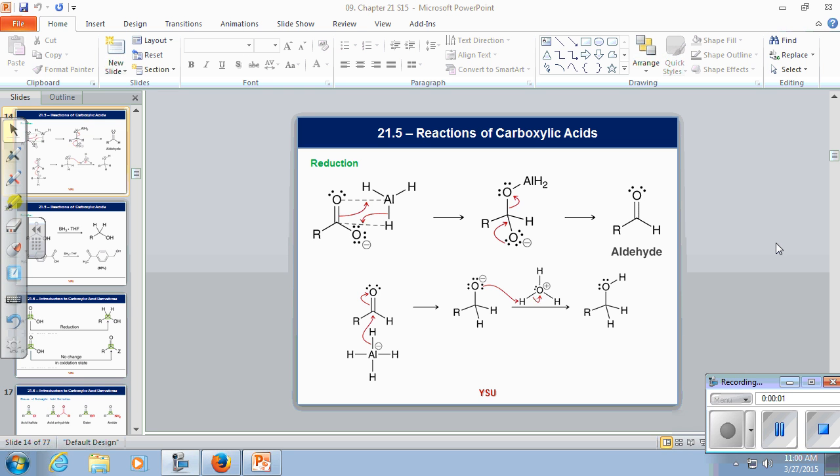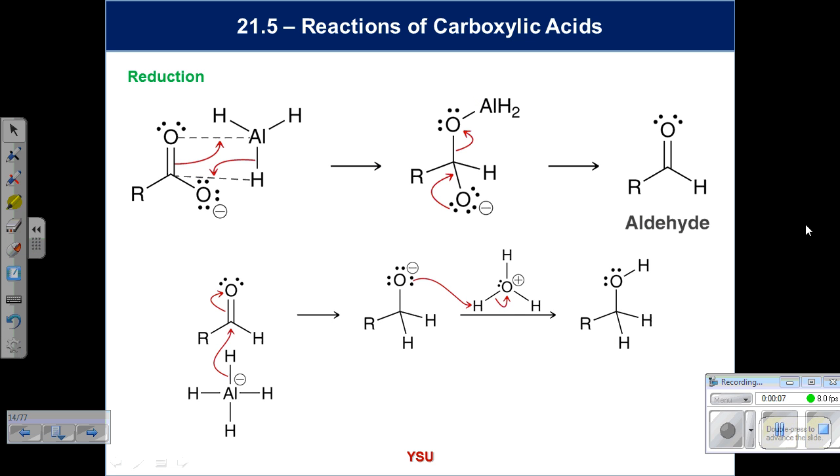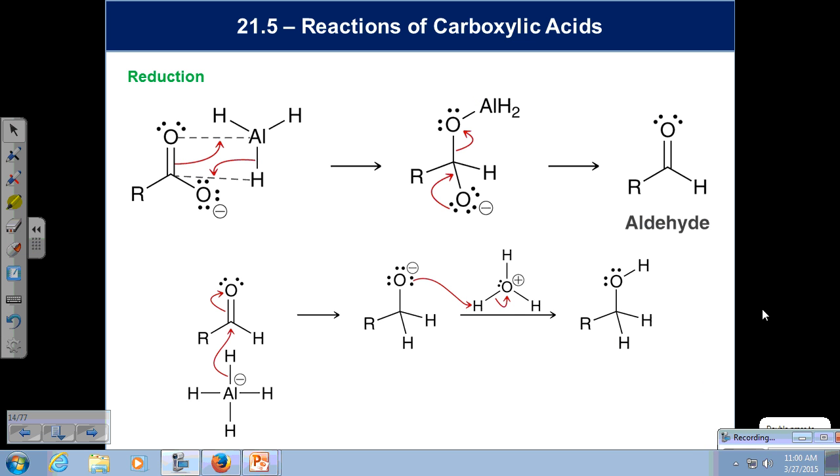What we left off with on Wednesday, in fact, was this idea of how to reduce carboxylic acids. And we found that lithium aluminium hydride is good at this. LAH is good at reducing carboxylic acids. But there's no real selectivity with this molecule because it also reduces ketones and aldehydes. So we have to be careful here.